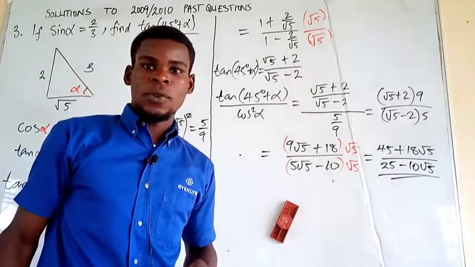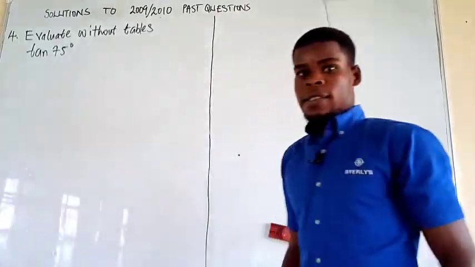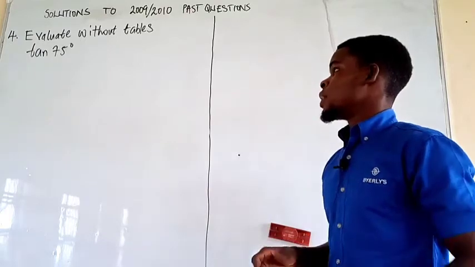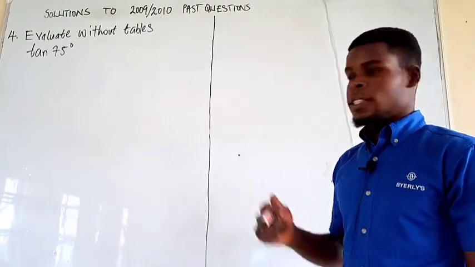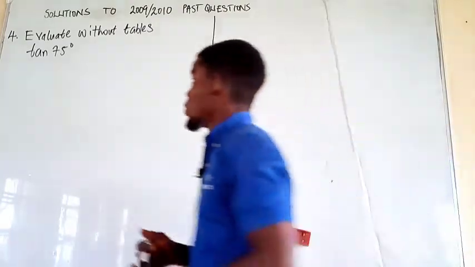Okay, let's move over to the fourth question. Alright, this is the fourth question. We have to evaluate without using tables or calculator. I didn't state that, okay? Tangent of 75 degrees. Okay, let's do this real quick.